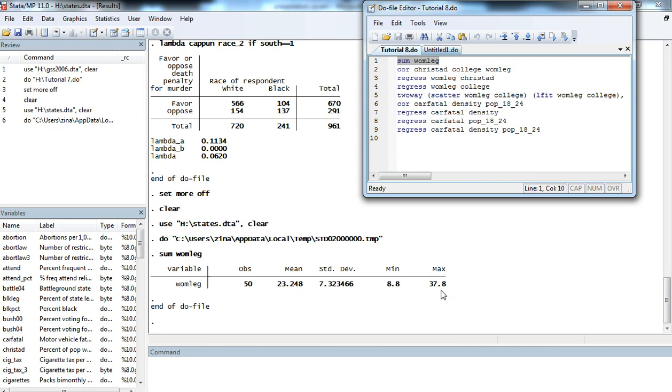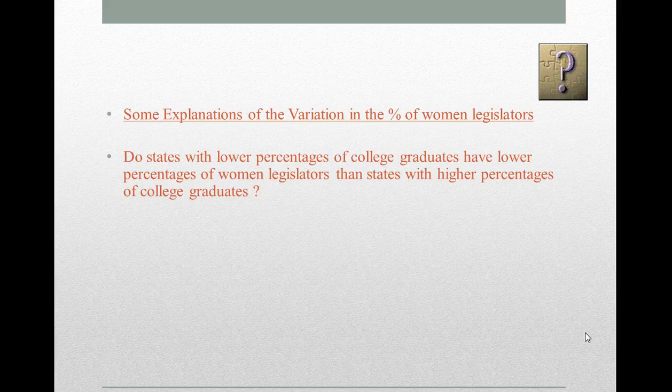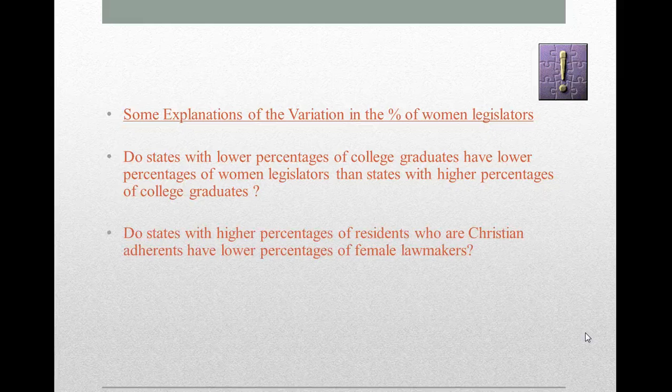Why is there such a variation in this variable? So we begin to formulate an explanation. Do states with lower percentages of college graduates have lower percentages of women legislators than states with more college-educated residents? Or do states with higher percentages of residents who are Christian adherents, for example, have lower percentages of female lawmakers?